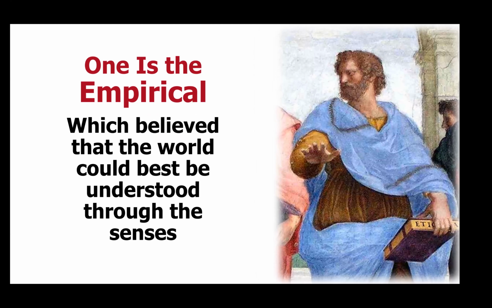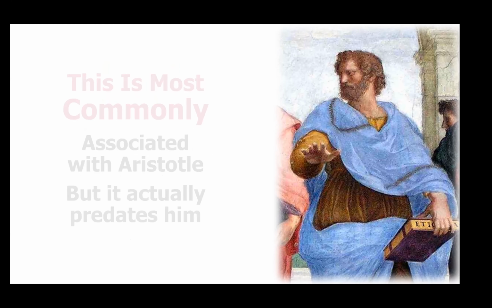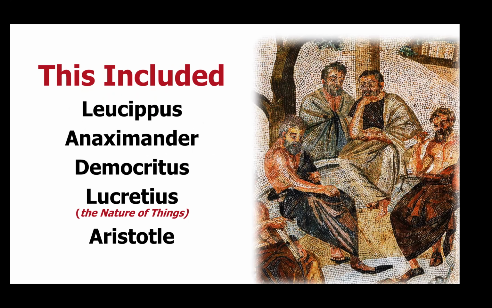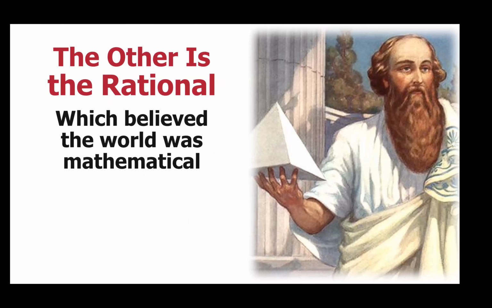Two scientific traditions that we use today both come to us from the Greek world. One is the empirical, which believes that the world can best be understood through our senses. This is commonly associated with Aristotle, but it actually predates him. It includes a variety of people like Leucippus, Anaximander, Democritus, Lucretius. Lucretius's book, The Nature of Things, was discovered around the time of the Renaissance and blew a lot of people's minds. And then, of course, Aristotle.